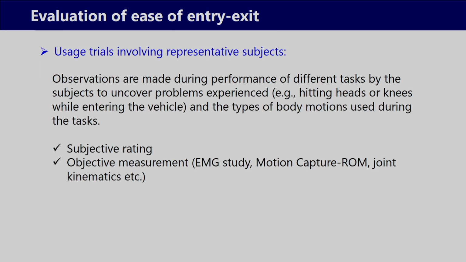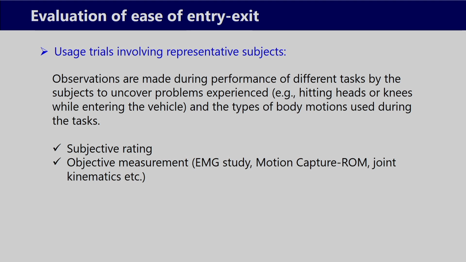2013. Then usage trial involving representative subjects. So, representative subjects can be called for trial of the vehicle or the mock-up. In that case observations are made during performance of different tasks by the subjects to uncover problems experienced, for example, hitting heads or knees while entering the vehicle and the types of body motion used during the task. For that purpose subjective evaluation can be done as well as objective measurement is also possible.